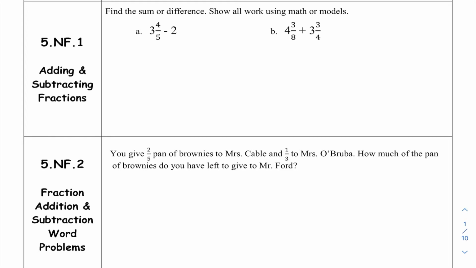5 NF 1, adding and subtracting fractions. Find the sum or difference, show all work using math or models. So there's many different models we can use. So I have 3 and 4/5 minus 2. I'm going to use an example of a tape diagram.